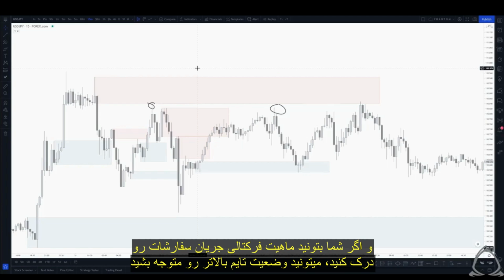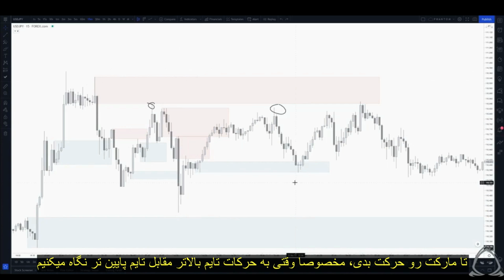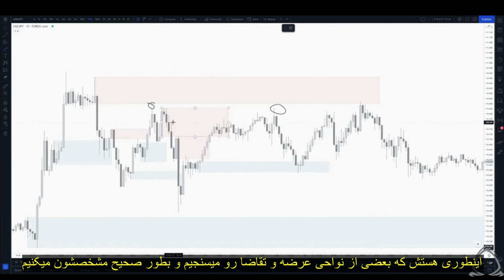And if you can understand the fractal nature of what's going on within the order flow, you can begin to piece together the higher time frame picture. It takes a lot more volume and capital to move the market, especially when we're looking at higher time frame moves versus lower time frame moves. And this is, again, how we start to build trades. This is how we start to quantify certain supply and demand zones and begin to map them out accordingly.